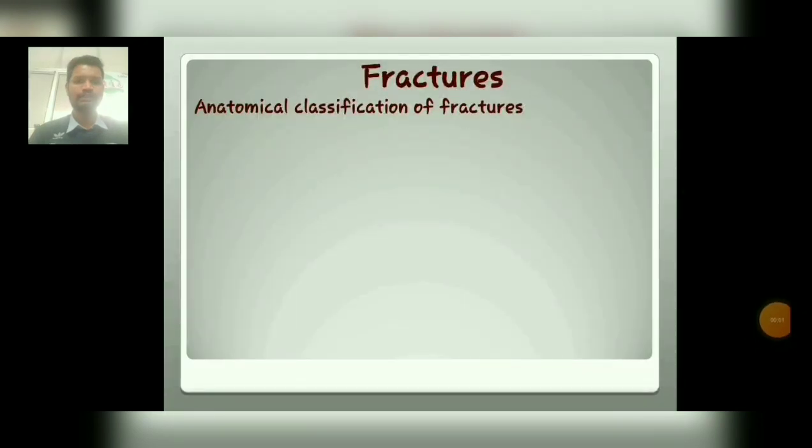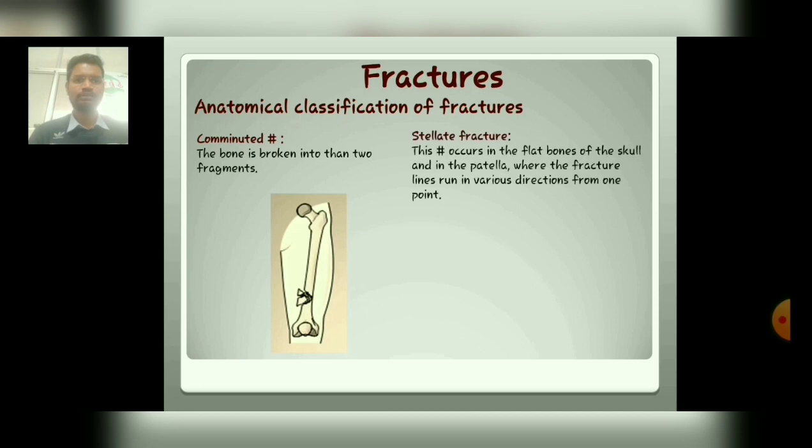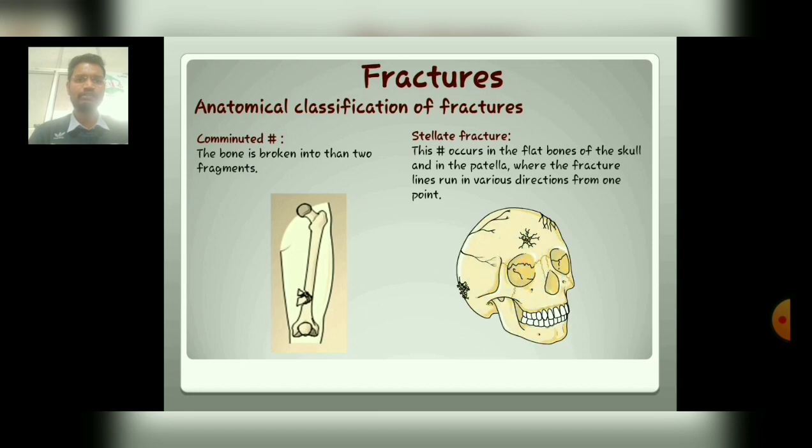Then coming to the next topic, that is classification of fractures, anatomical classification of the fractures. First fracture is comminuted fracture, in which the bone is broken into more than two fragments. The second one is stellate fracture, and these fractures occur in the flat bones of the skull and in the patella, where the fracture lines run in various directions from one point, as you see in the picture.